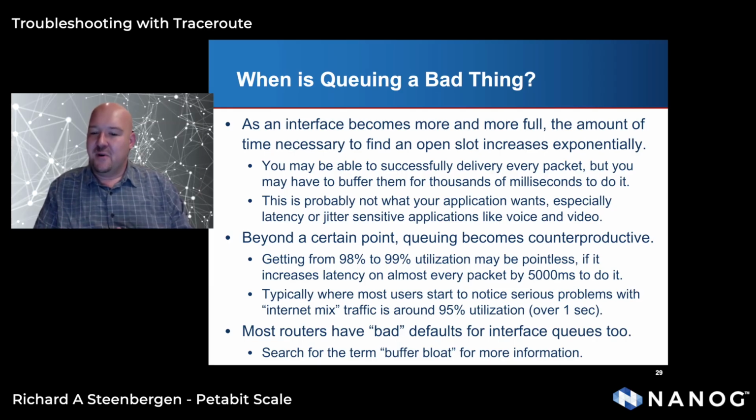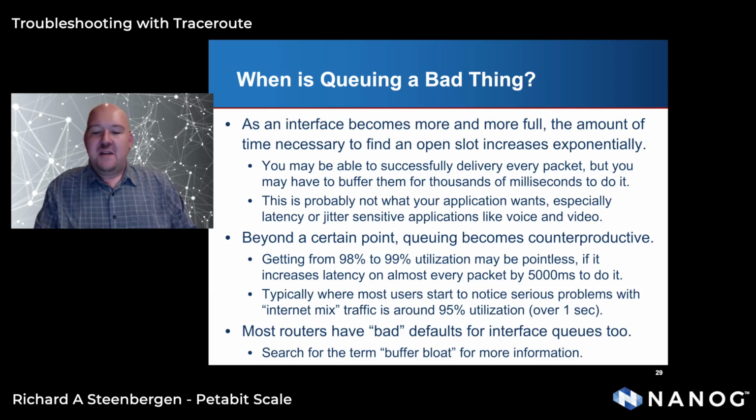So beyond a certain point, it becomes very counterproductive. Like I said, getting from 98 to 99% utilization, if you had to queue every packet by 5,000 milliseconds to do it, you probably don't want to do it. As a rule, what tends to be noticeable if you look at it on a 1 second average is most users start to notice a serious problem at around 95% utilization. So you really want to keep it below that level because at that point it's become bad for everyone.